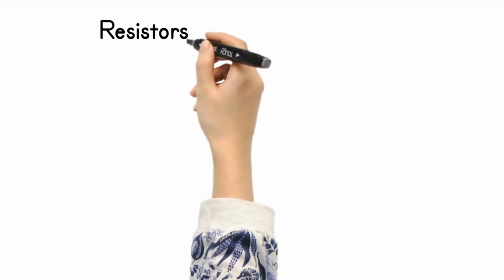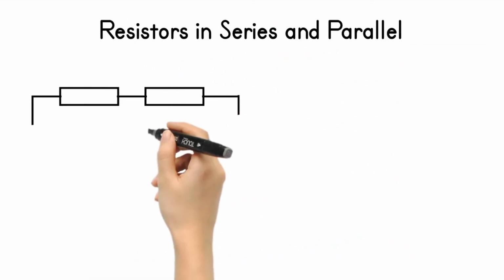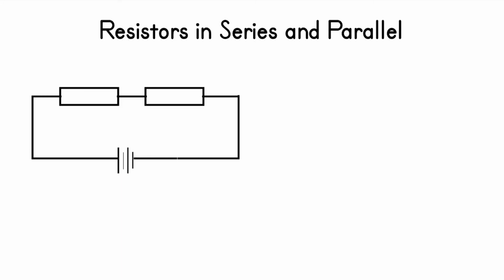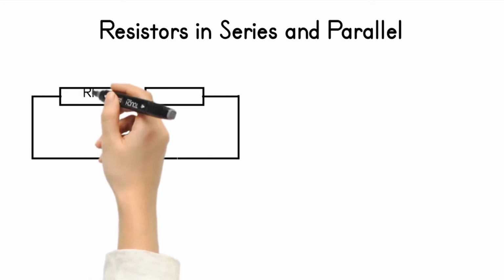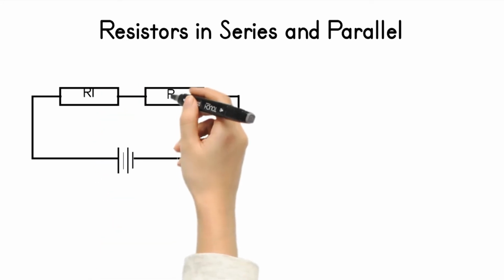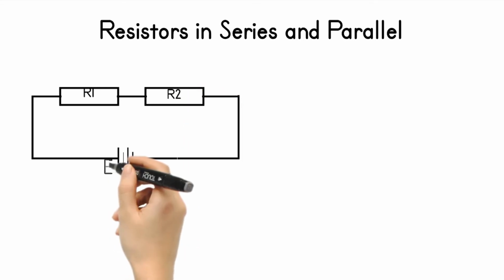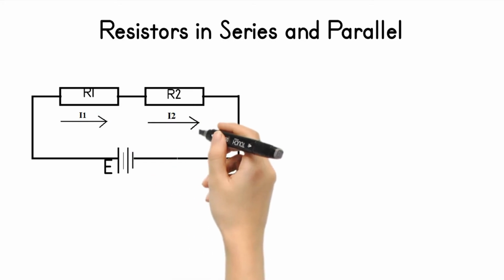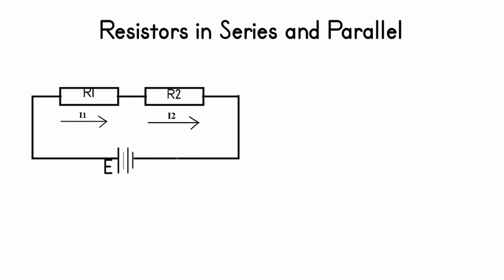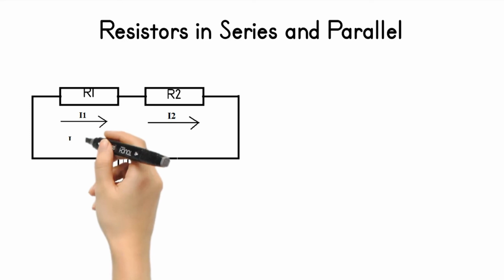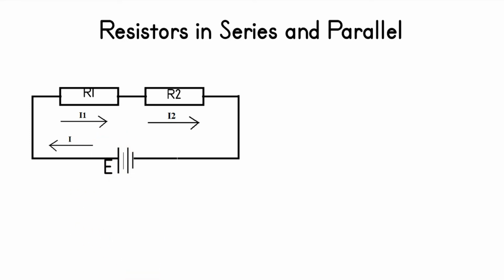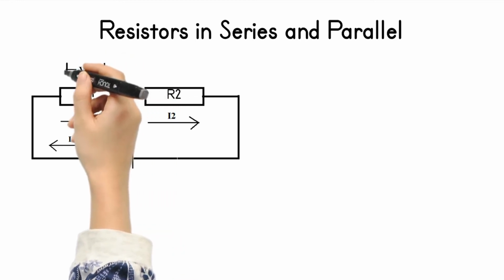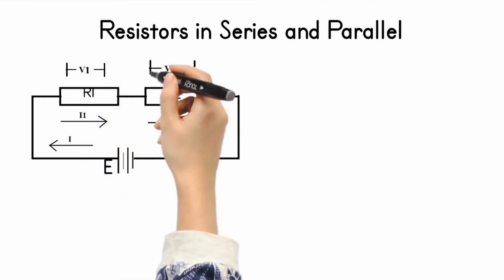Now, let's go to resistors in series and parallel. Consider the given circuit, with two resistors, R1 and R2 in series, with a supply voltage, E. In a series circuit, the current through R1, which is I1, and R2, which is I2, are equal. Assuming that the total current in the circuit is I. Also, assume that voltage across R1 is V1, and across R2, is V2.